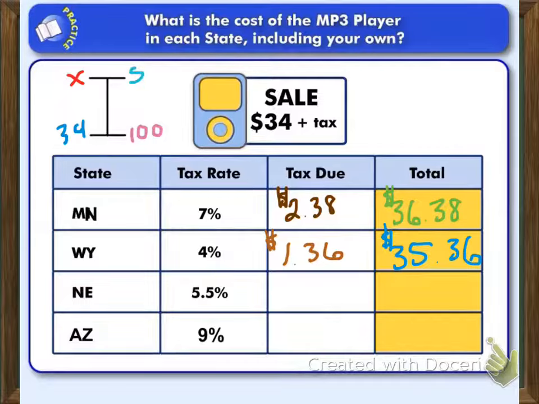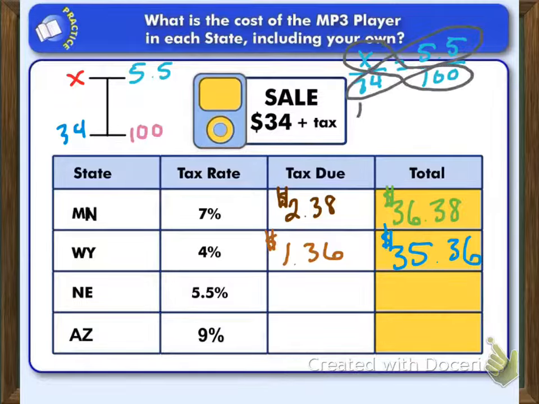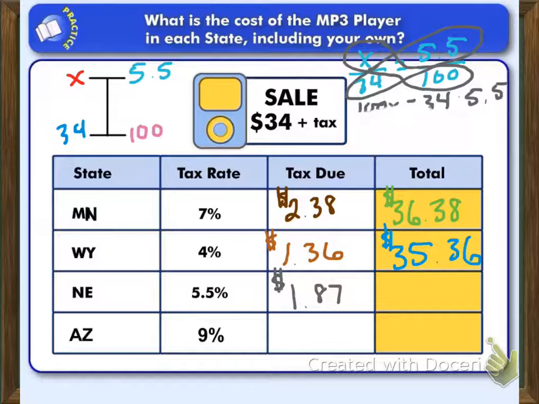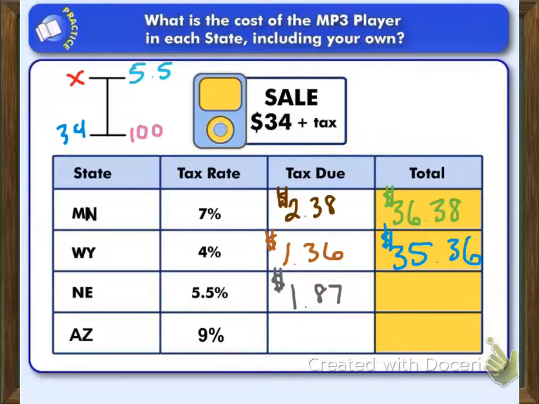Okay? So now let's take a look at Nebraska. Nebraska has a 5.5% tax rate. So we're going to set up our proportion, and we want to cross multiply. So I have 100x is equal to 34 times 5.5. And when I multiply those together, I get 187. Divide both sides by 100, and it gives me a sales tax of $1.87.